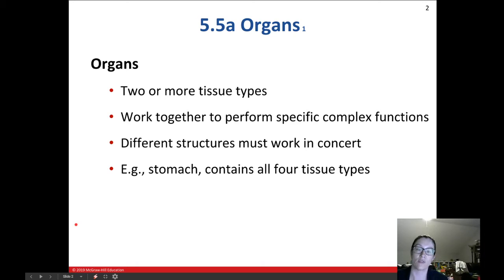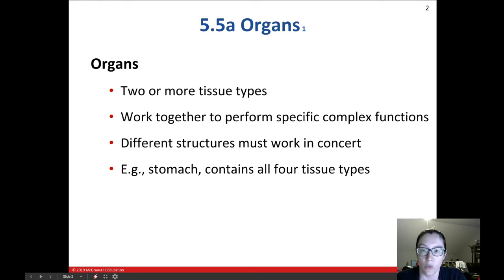So organs are made of 2 or more tissue types. A lot of them have all 4, but many of them only have 2 or more, and they work together to perform very specific, complex functions. Think of the liver, the stomach, the heart. All of these do a lot of important things, and we'll learn a lot more about the function of each specific organ as we work through the rest of 168 and 169 and all of our organ systems.